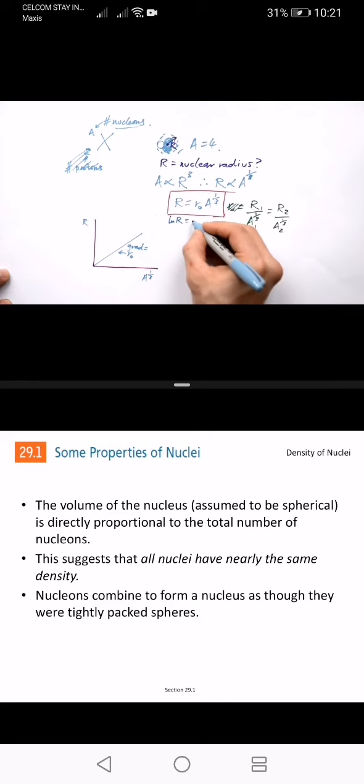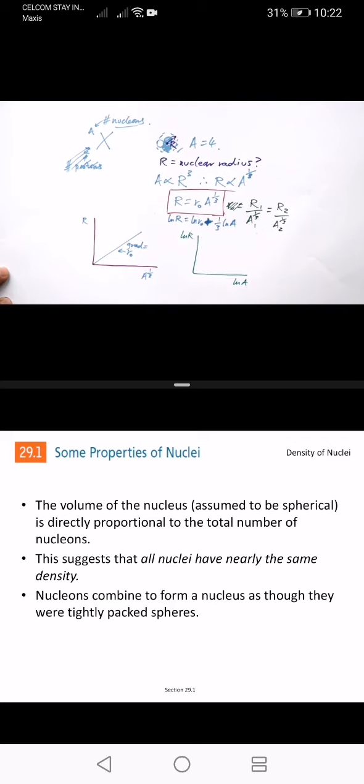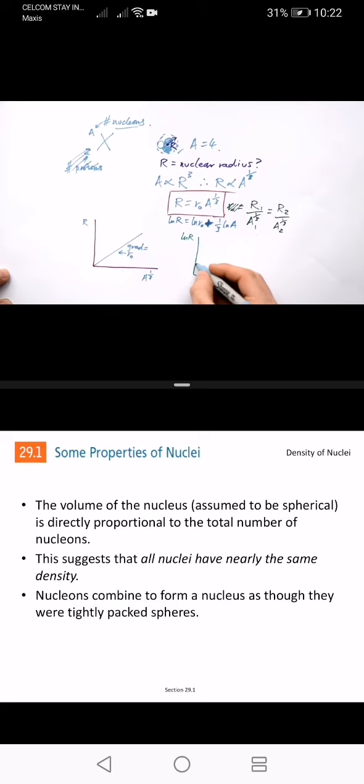Take the log of r, that's going to be equal to the log of R0 plus a third log A. So there are 2 log identities that we've used to get from here to here. If we draw a graph of this now, we can have log of r on the y-axis, log of A on the x-axis, and again we are going to get a straight line, but it's not going to go through 0. The gradient of this is going to be just a third, and the y-intercept is going to be the log of R0.